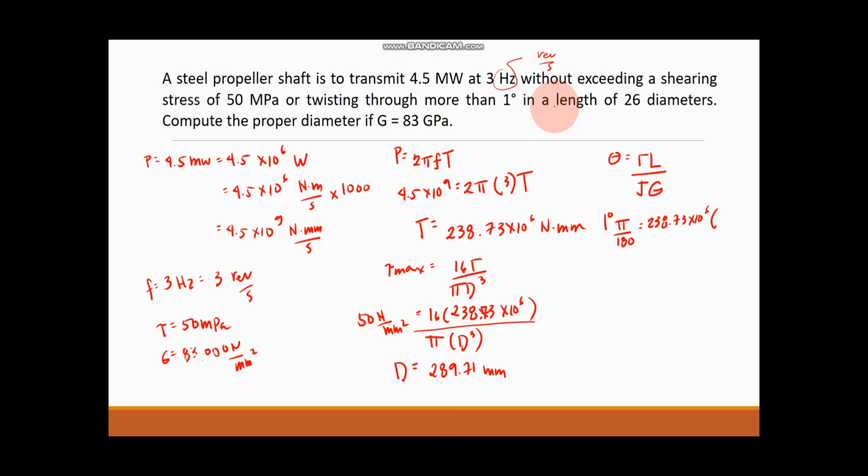26 diameters, so 26 multiplied by the diameter. And then the polar moment of inertia, pi all over 32, d raised to 4. And then the shear modulus is 83,000. So cancel that out, it becomes 3 pi.